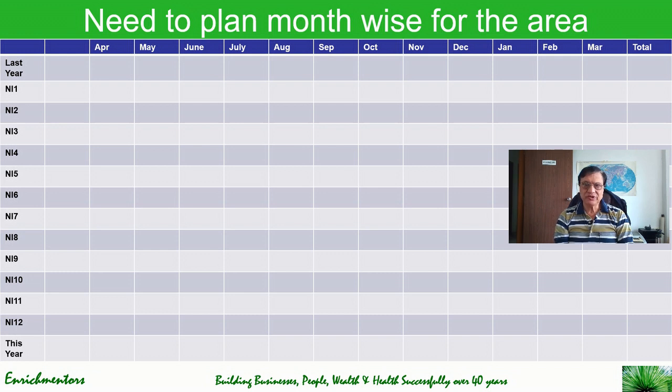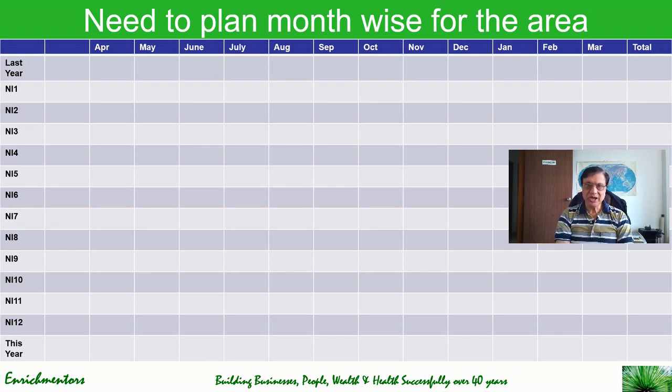And the plan would normally look like this: you would have last year's sales, and then you would have the impact of what you would do to build new initiatives. NI1, NI standing for new initiatives, NI1, NI2, etc. You add them up to last year's sales to determine your monthly sales. So that's how your monthly sales plan by area will look.